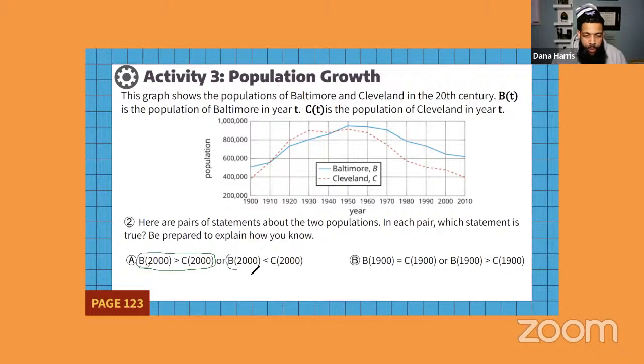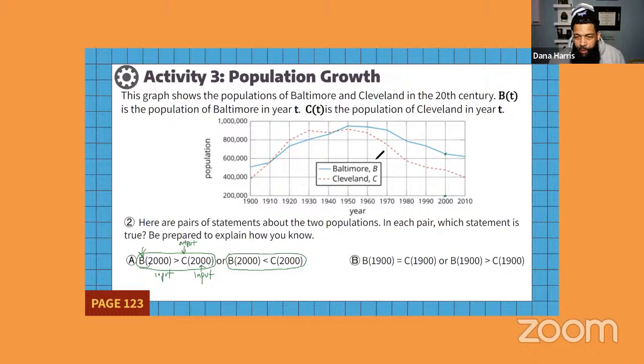And then it says, or this second pair. All right, so B of 2000. So we're going to go Baltimore for B. That's our output. Our input is 2000. Once again, output, and input is 2000. So let's go to the year 2000. It's right about there on the x-axis. And we see that for the city of Baltimore, which is the blue line, for 2000, this is right there.